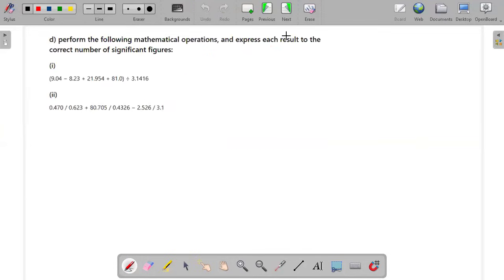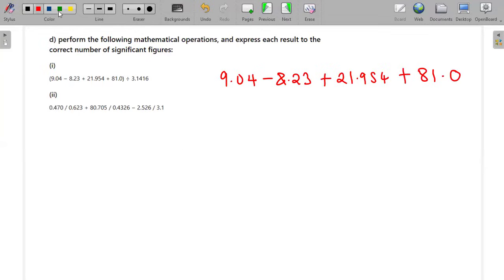All right, and then next we perform the following mathematical operations and express each result to the correct number of significant figures. So now let's look at this. So this one here is 9.04 minus 8.23 plus 21.954 plus 81.0. So we just have to follow a simple rule.